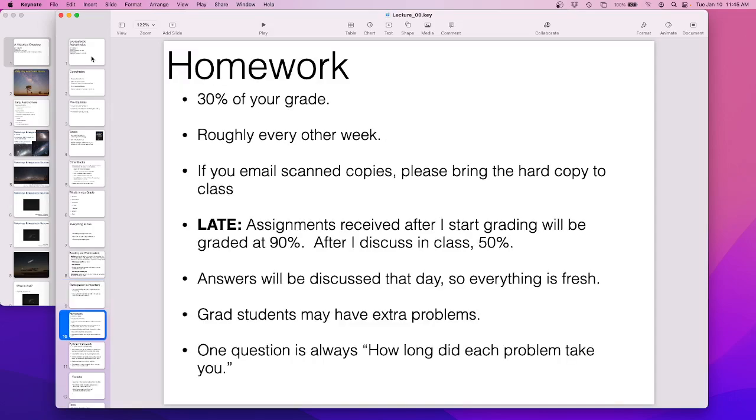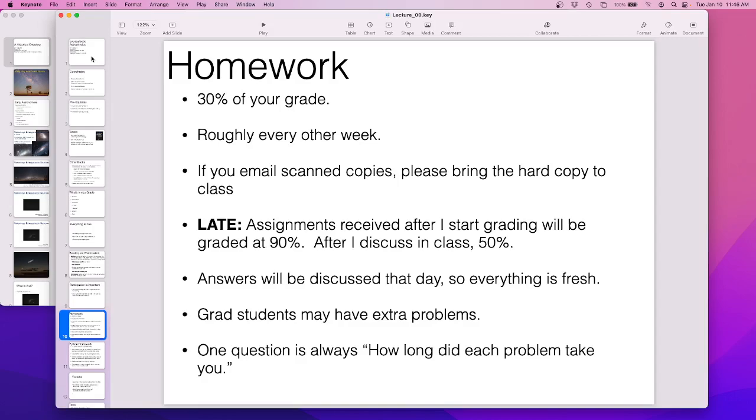Homework is 30% of your grade, roughly every other week. To turn them in, for the paper homeworks, just take a cell phone picture of your work and turn it into Canvas. That works pretty well, and everybody seems to figure out how to light their homework properly, so I really don't have any problems with that. Late assignments: if I get it after I start grading it, then I'll take off 10%, and after I talk about it in class, I'll take off 50%, but that's good for the rest of the semester. Turn your homework in. I want you to do it more than I want to take points off.